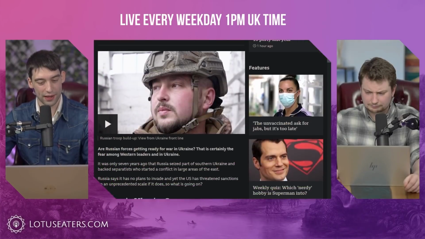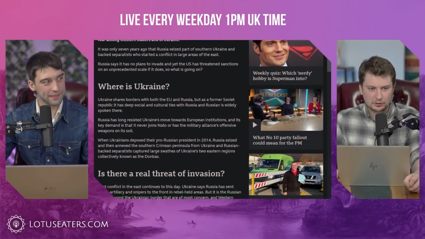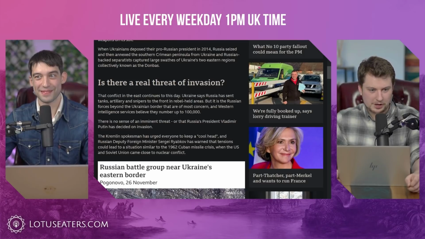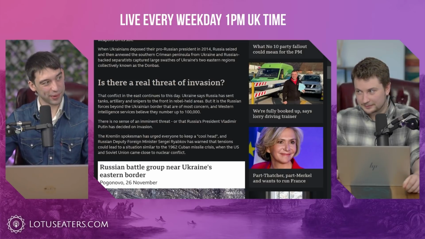A Kremlin spokesman has urged everyone to keep a cool head, and Russian Deputy Foreign Minister Sergei Ryabkov has warned that tensions could lead to a situation similar to the 1962 Cuban Missile Crisis, when the US and the Soviet Union came close to nuclear conflict. Except Ukraine doesn't have any nukes, because they gave them all to Russia for a guarantee they would never be invaded. How did that work out? Very good point. Yeah.